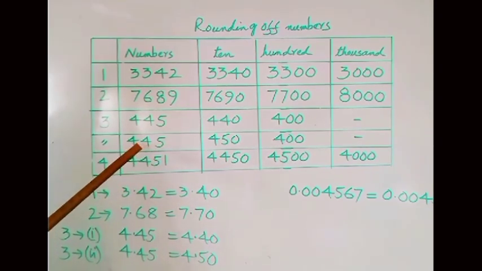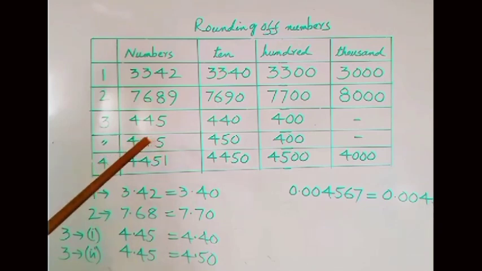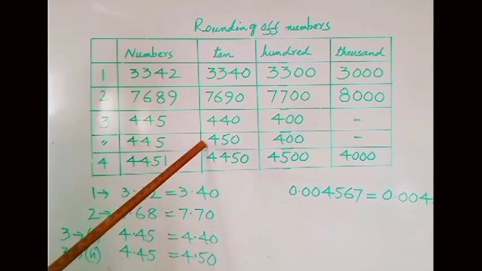Second, the traditional rounding. In this case, the digit is always increased by 1. For example, 445 rounded to the nearest 10 becomes 450.